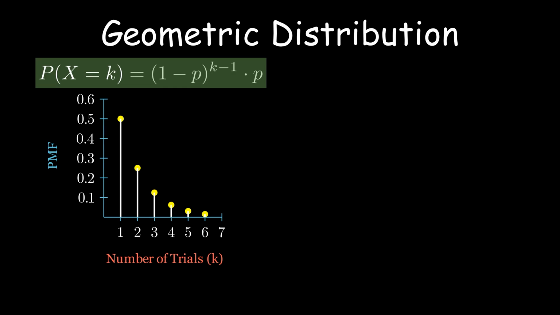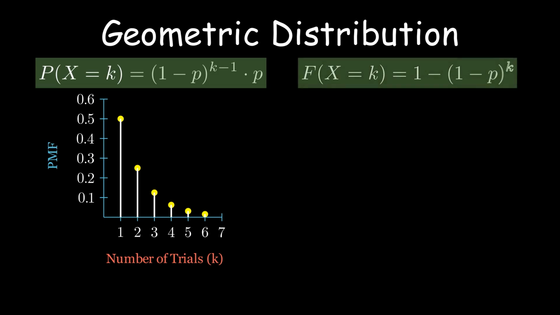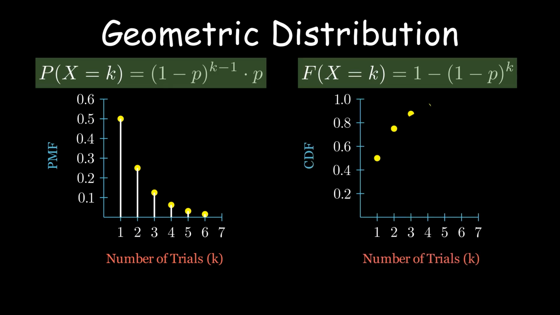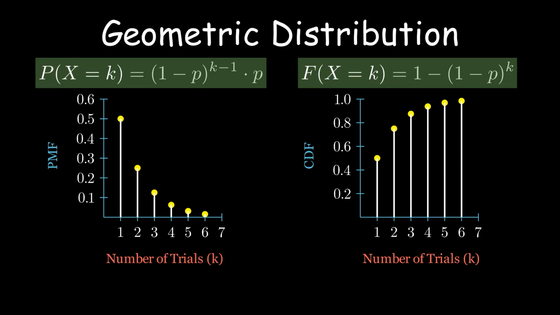The CDF of the geometric distribution is defined as follows. Here, F of X equals k is the probability that the first success occurs on the k-th trial or earlier. Plotting the CDF of the geometric distribution looks like this. Since the CDF is the cumulative probability of the PMF, the CDF of the geometric distribution is a monotonically increasing function.